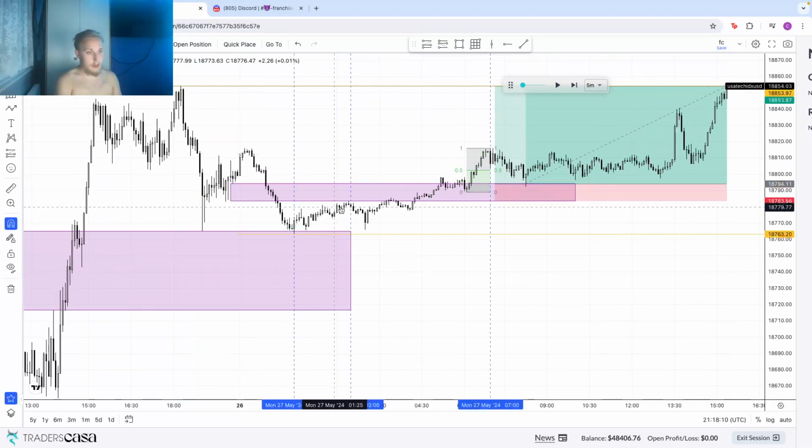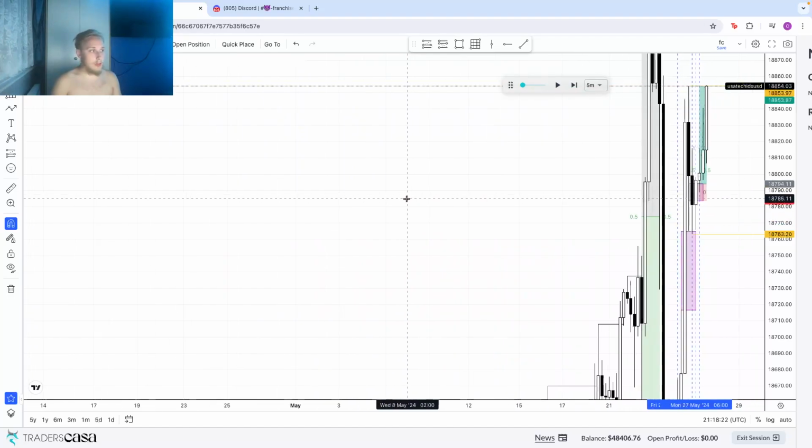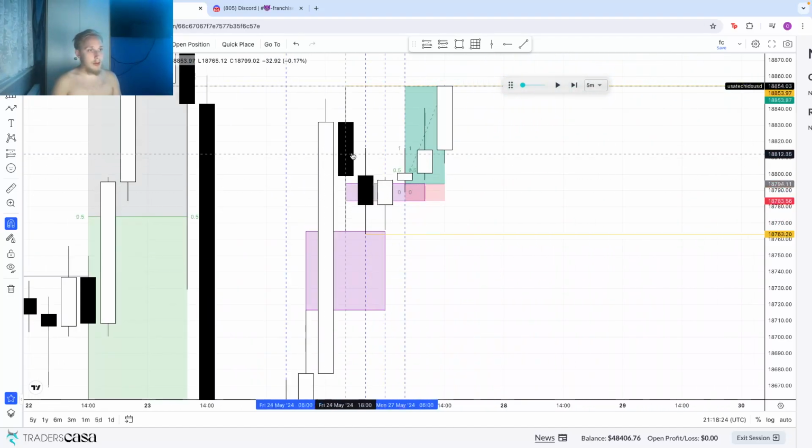So this is obviously midnight. We didn't have this in London. We just sort of ranged around. We didn't want to sweep this CRT low. It would have been a third candle trade. So second candle manipulation, buy below the open.